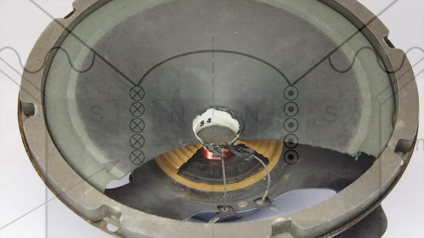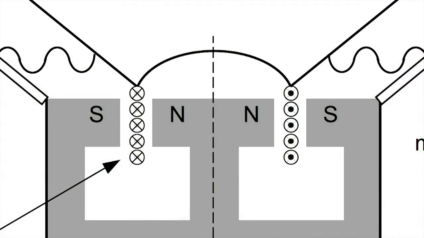A loudspeaker converts electrical energy into acoustic energy. Here is a commercially available electrostatic loudspeaker. In this video, we will explain and demonstrate how an electrostatic loudspeaker works. In another video, we explain and demonstrate a conventional loudspeaker. The principle of an electrostatic loudspeaker is fundamentally different.